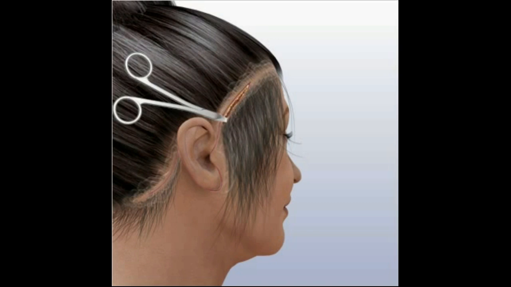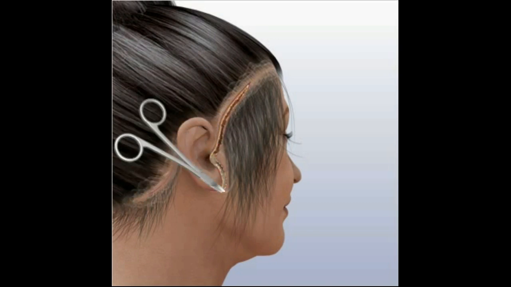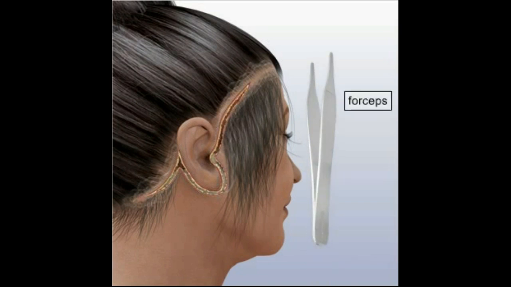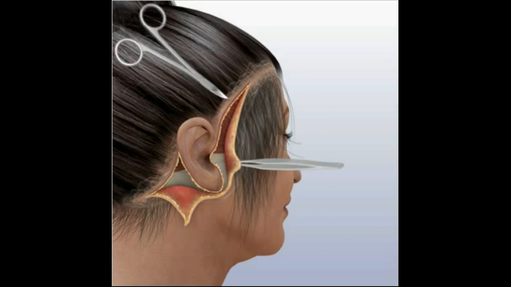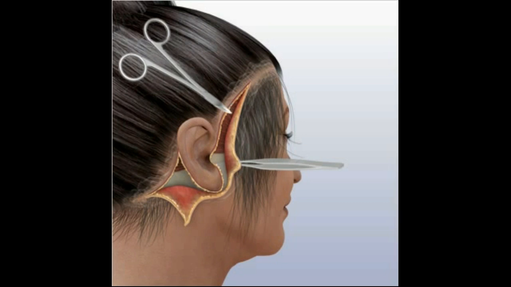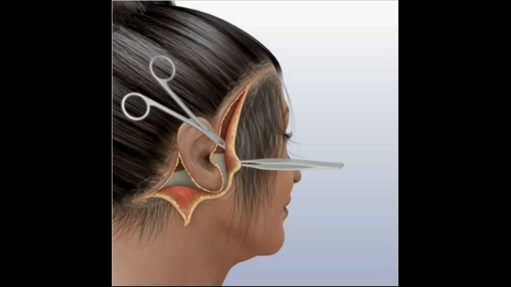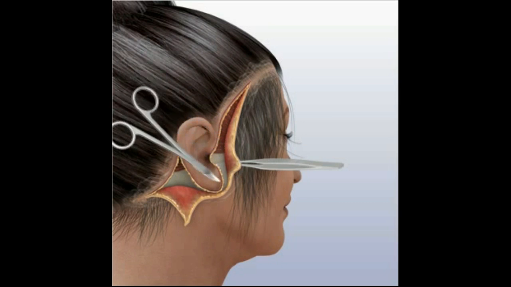Working through the incision along the hairline, the physician will use a series of surgical instruments to carefully elevate the skin away from the underlying tissues of the lower portion of the face, jawline, and neck. In doing so, the physician exposes what is known as the SMAS, which may be repositioned to achieve a more youthful appearance.